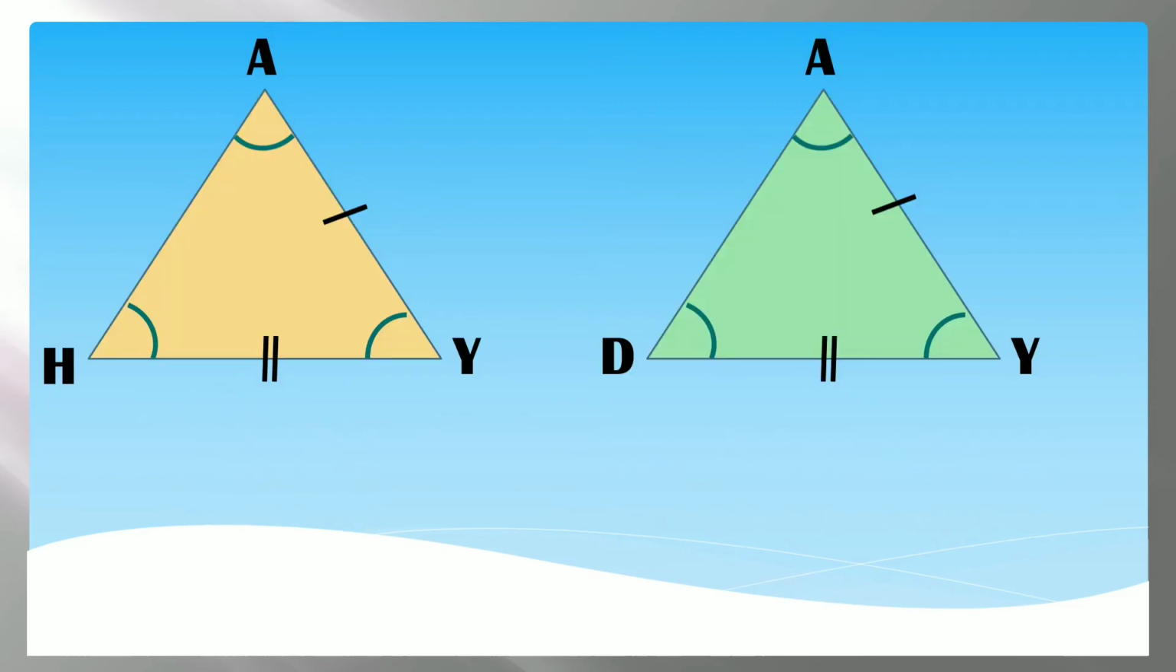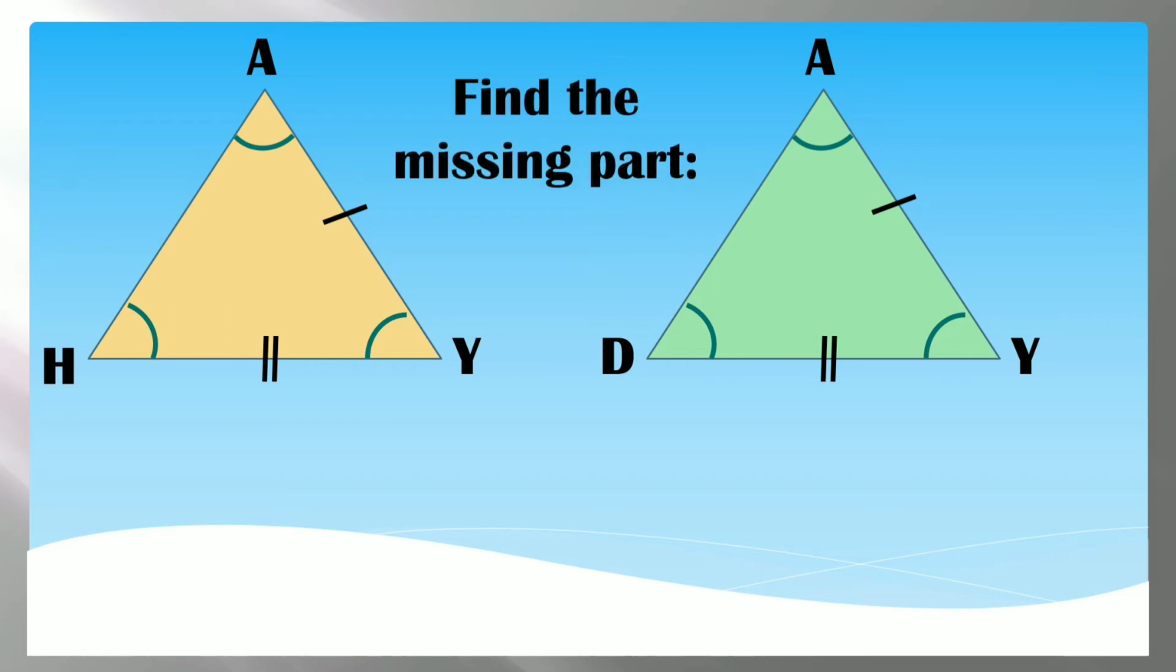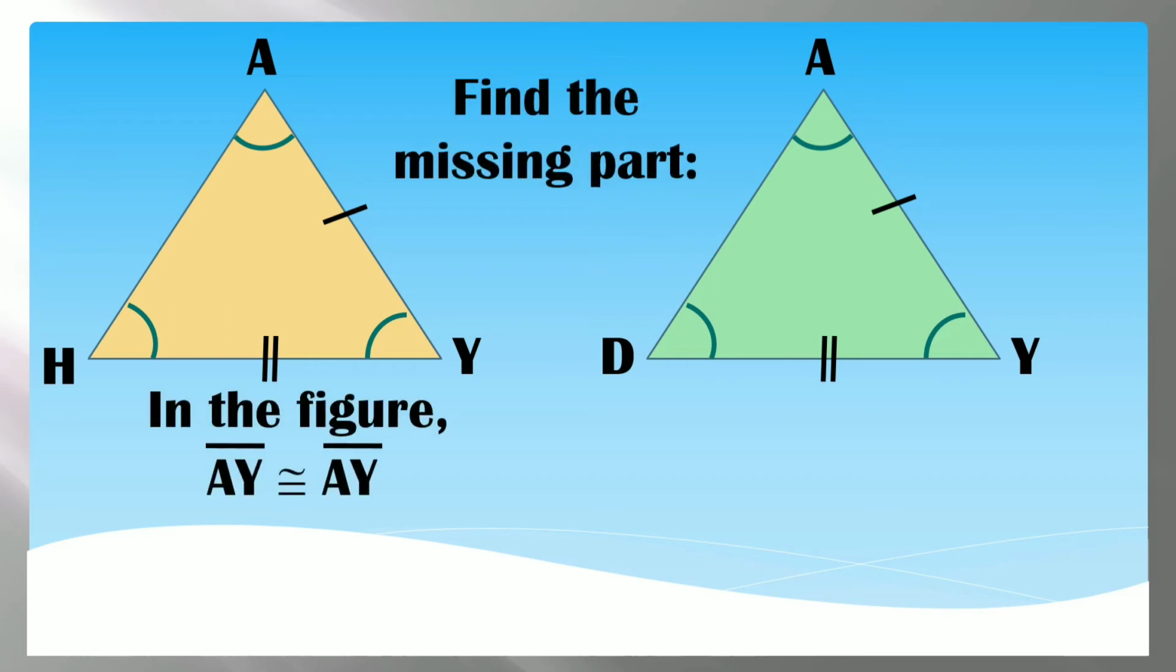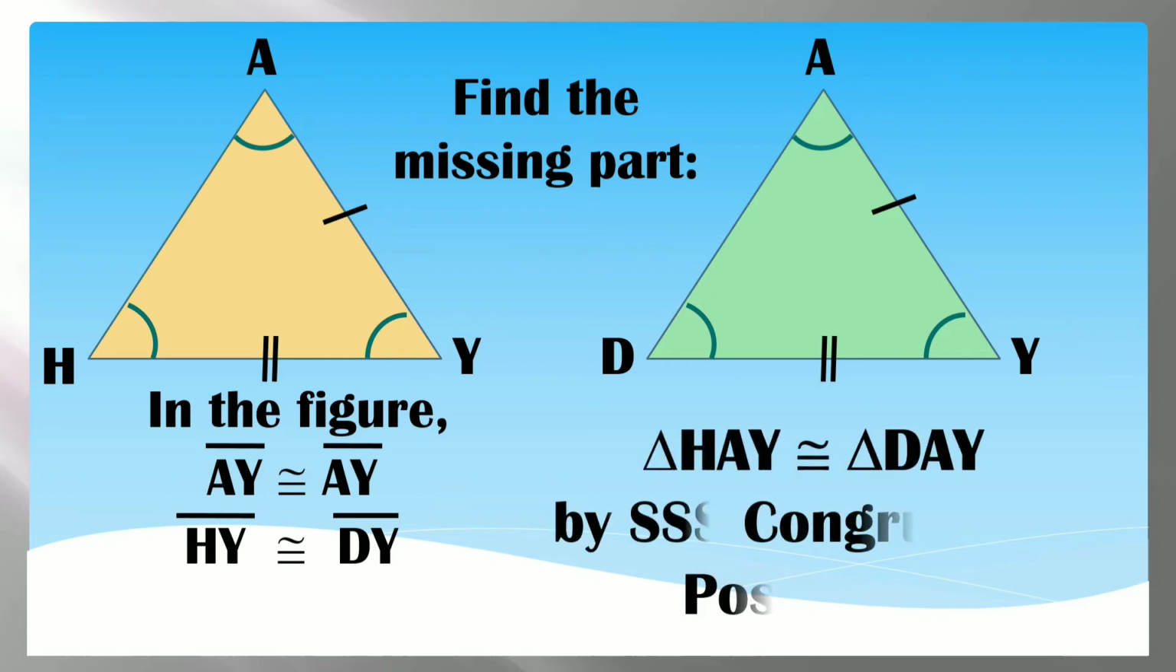So, let's have triangle HAY, triangle DAY. So, find the missing part. So, in the figure, segment AY is congruent to segment AY. Segment HY is congruent to segment DY. So, let's give the missing part using the SSS congruence postulate. So, let's say that triangle HAY is congruent to triangle DAY using SSS congruence postulate.